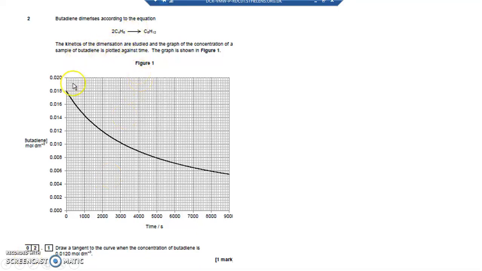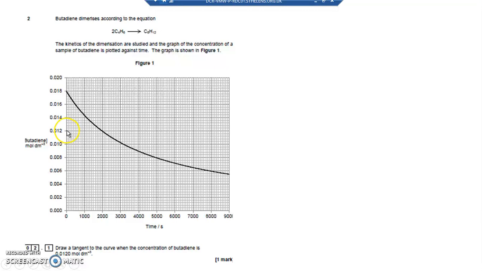Okay, so this experiment, we've got some butadiene here, and it reacts to make another chemical here. So the only reactant we've got is butadiene, and we've been given the concentration of butadiene over time as the reaction occurs, and it's coming down because it's been used up. Draw a tangent to the curve when the concentration of butadiene is 0.012.